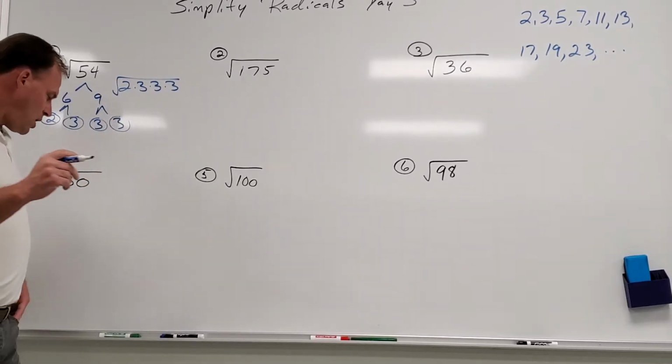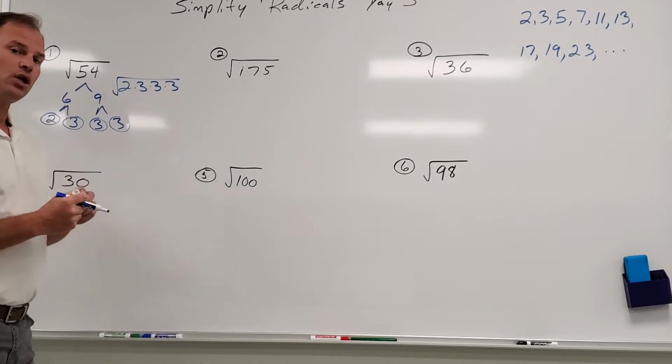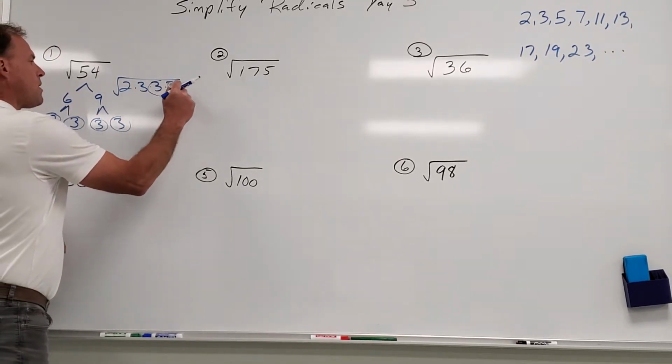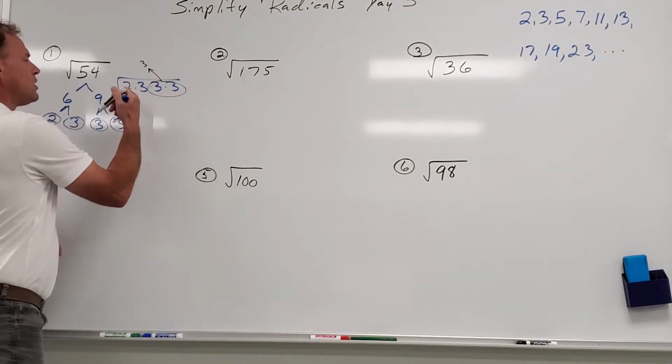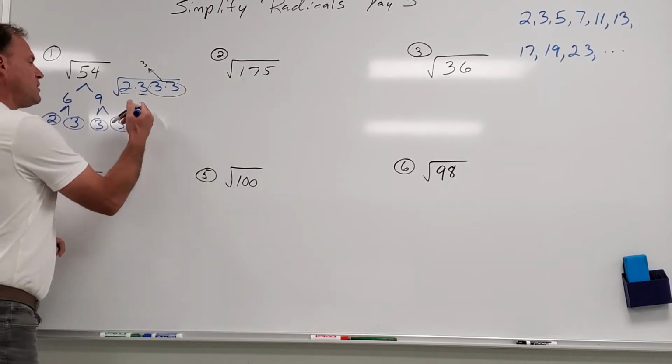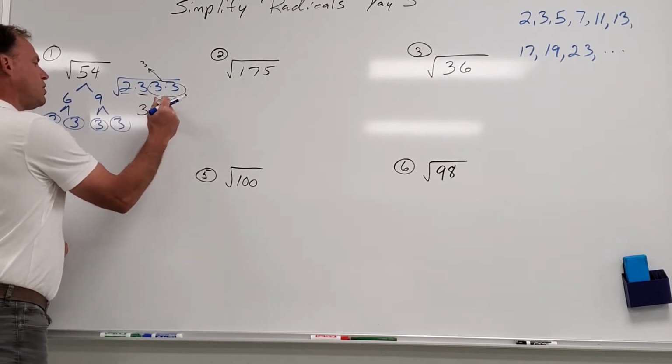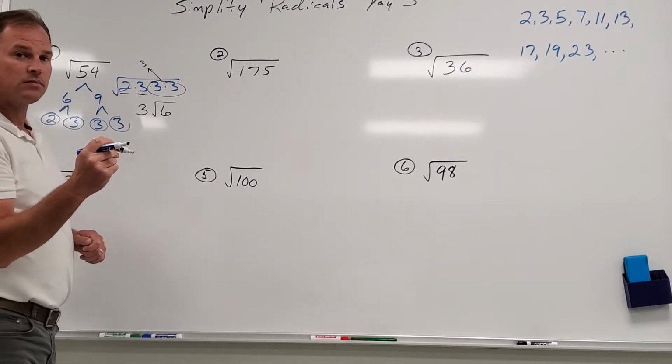Inside the radical, we look for pairs of numbers to go together. Pair of 3s gets out. The 2 and the 3 are left in, so the answer is 3 root 6.